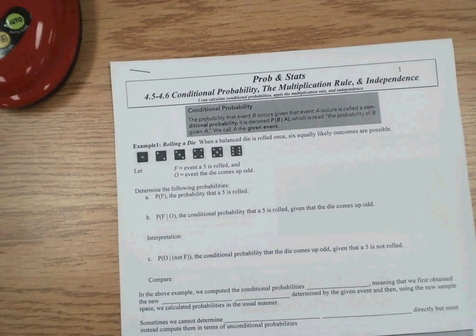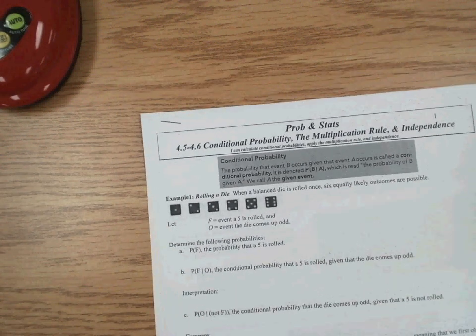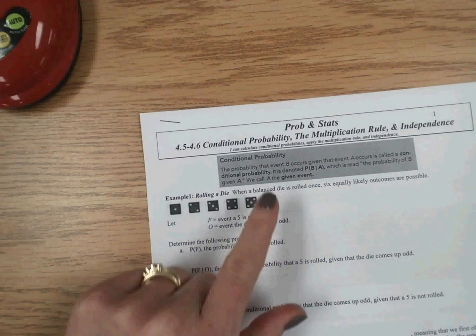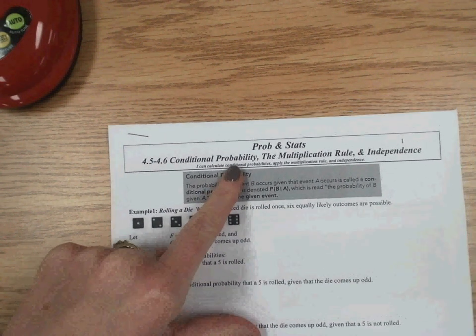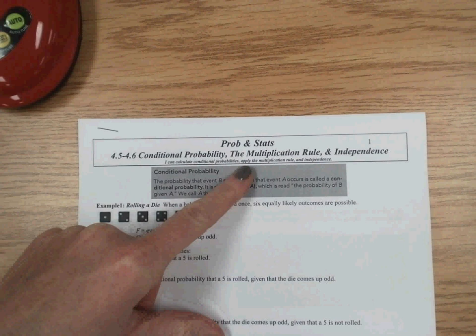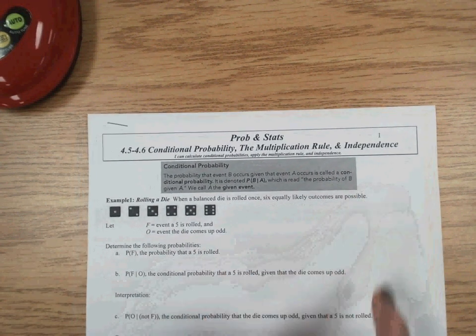Today's lesson is taken from our textbook in lesson 4.5 as well as 4.6, and the topics are conditional probability, the multiplication rule, and independence.